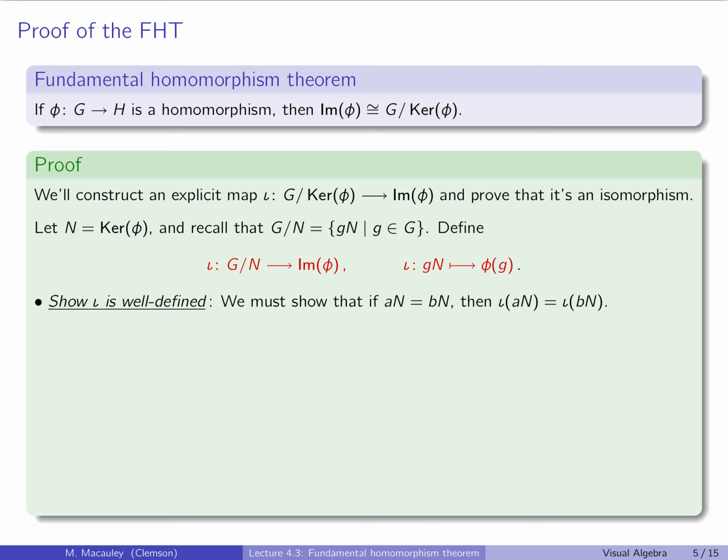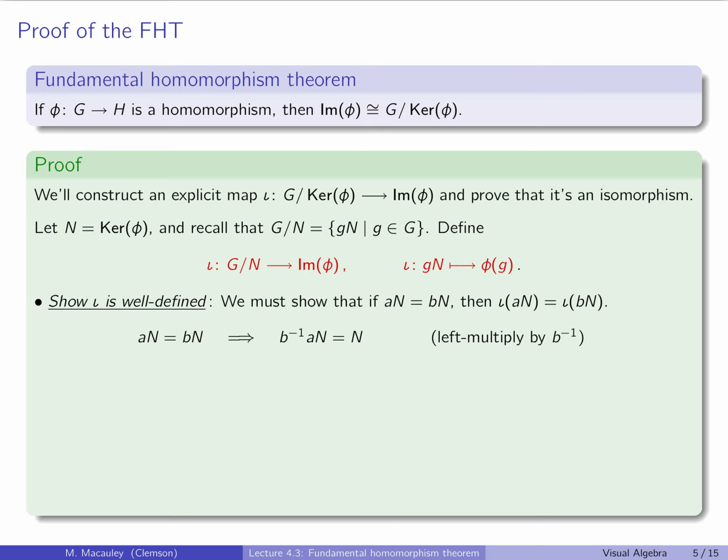First, we have to show that iota, the map that we just wrote up here, is actually well-defined, meaning it does not depend on our choice of coset representative. In other words, if we have 2 different ways to write the same coset, say aN and bN are the same, then this definition better send these 2 things to the same place. Otherwise, it's not actually a function on the set of elements. We'll come back to this concept of well-definedness later in this lecture because it's not the first time we've seen it. Recall that we encountered it in a different context when we first learned about quotient groups. But right now, let's prove this implication.